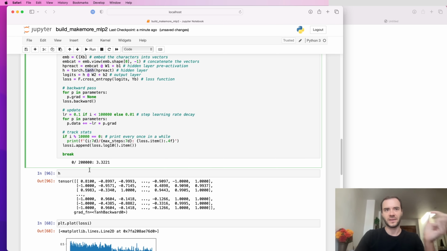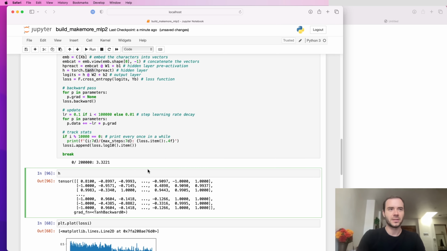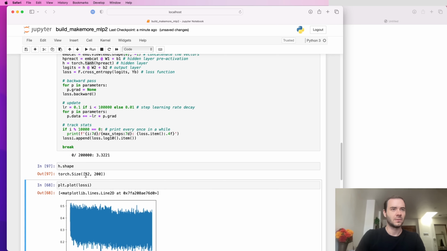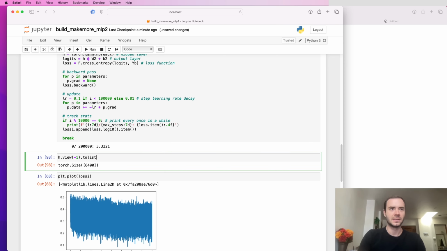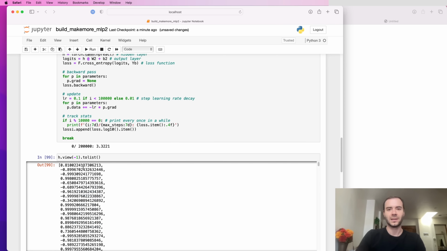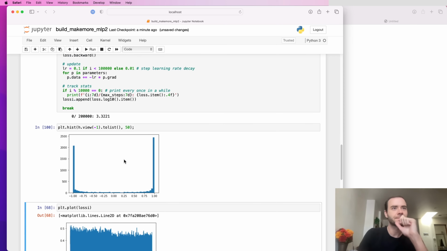So let's look at the histogram of h to get a better idea of the distribution of the values inside this tensor. We can do this first. Well, we can see that h is 32 examples and 200 activations in each example. We can view it as -1 to stretch it out into one large vector. And we can then call tolist to convert this into one large Python list of floats. And then we can pass this into plt.hist for histogram, and we say we want 50 bins, and a semicolon to suppress a bunch of output we don't want.